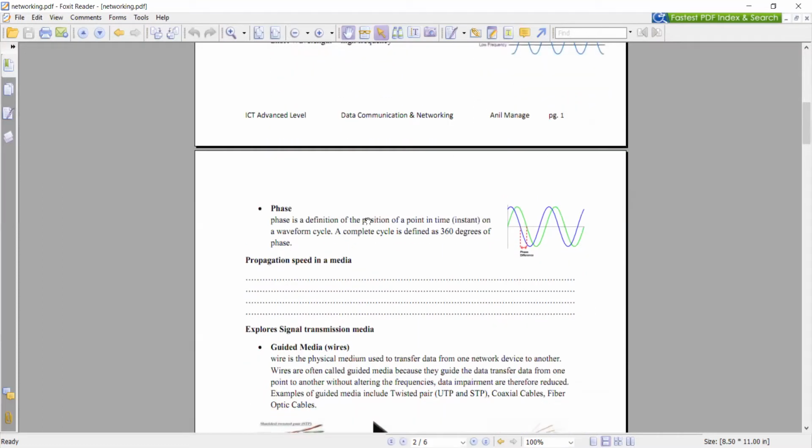Then phase. Phase means the definition of the position of a point in time. Now we are calling it an angle.